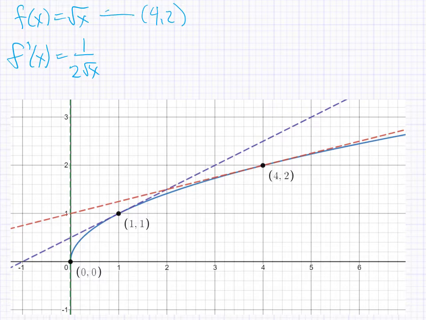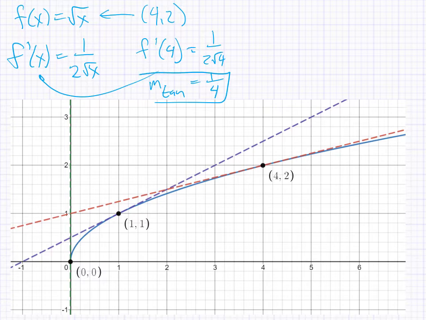(4, 2) is on this function. When I plug 4 in for x, I get 2 for my y. And so the derivative at 4, because we only need the x value to find the derivative, would be 1 over 2 times the square root of 4, which would be 1 over 4. So the slope of the tangent line is 1/4. Also, the slope of the function at (4, 2) is 1/4.